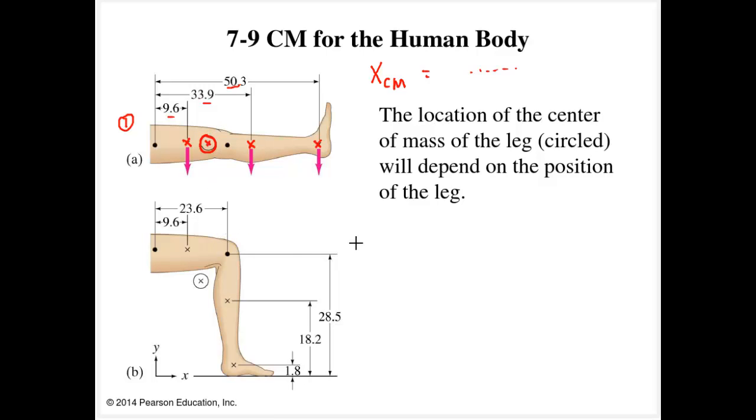Now if I go ahead and bend my leg, I have the center of mass for my thigh. That's virtually unchanged, 9.6 units away from the top of the leg.